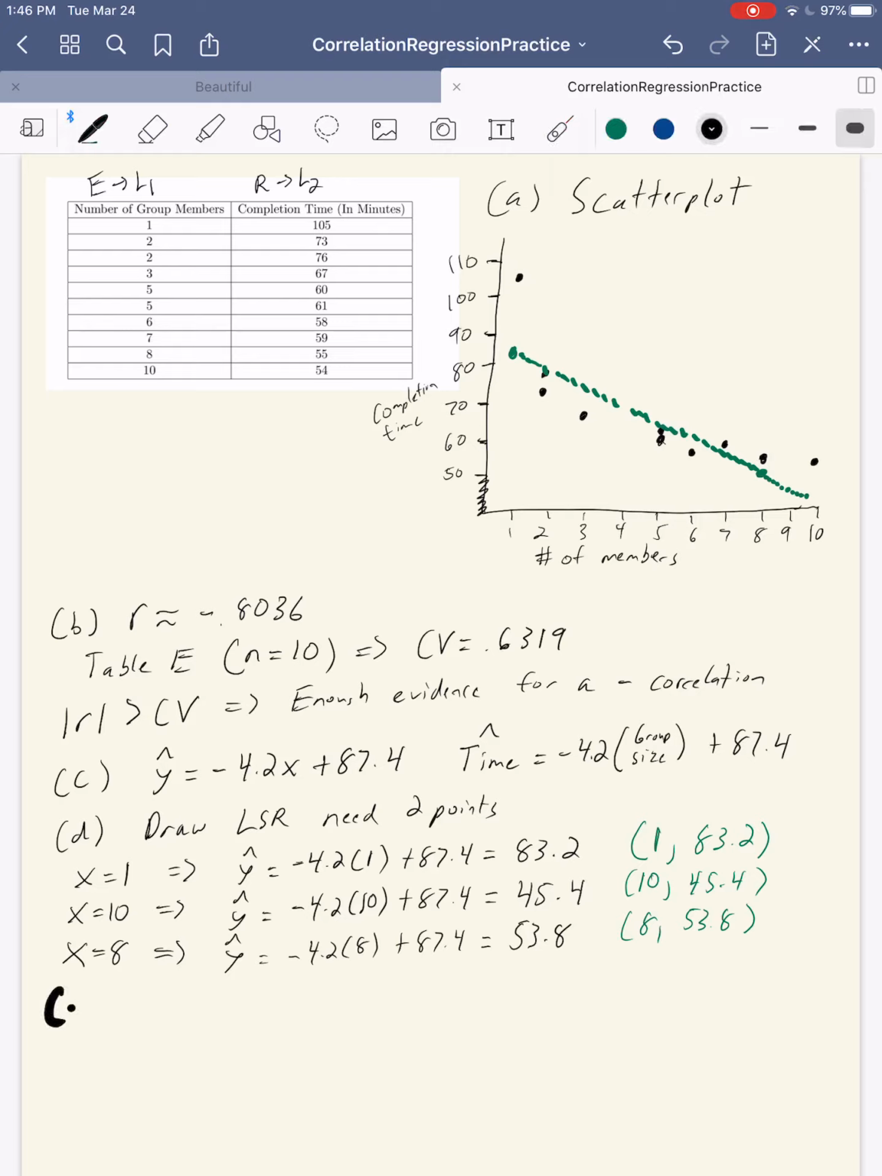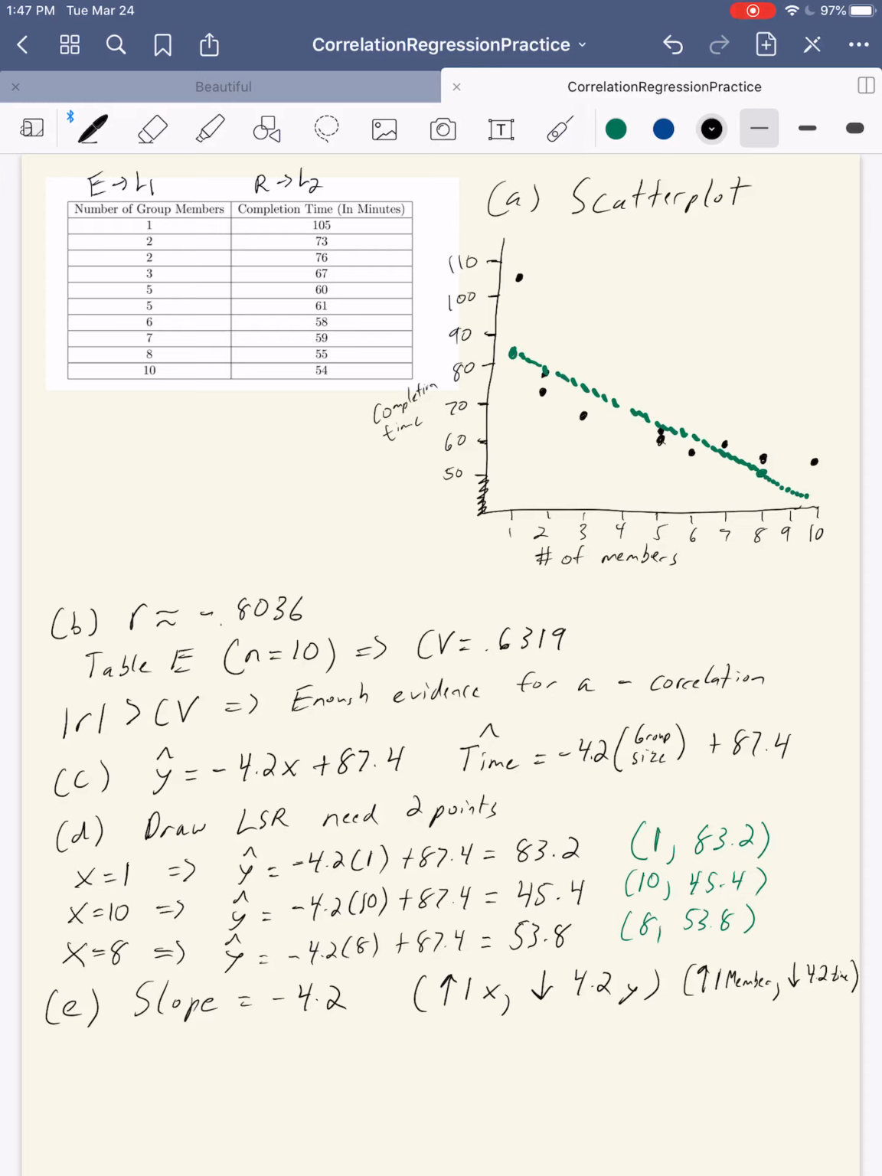All right, let's go ahead and talk about the slope. The slope, of course, as a value is this guy right here. So the slope is negative 4.2. And we know algebraically the slope is when you go up 1 in x, this slope is what happens to y. Since it's negative, it would mean going down 4.2 in y. Going up 1 in x means, well, x is the number of members. So when you go up 1 member, we're expecting the y, which is the time, to go down by 4.2.